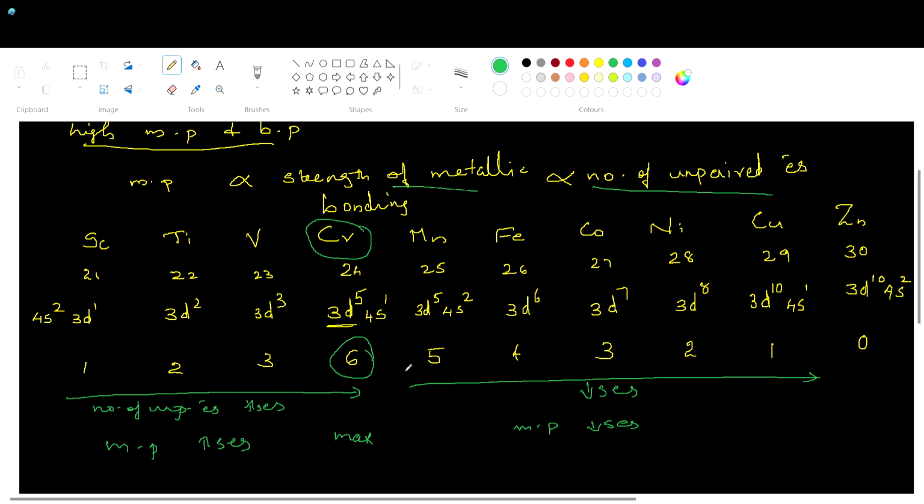And after chromium, what happens? The number of unpaired electrons decreases and hence melting point also decreases, because the metallic bonding gets weaker with a lesser number of electrons taking part in bonding.